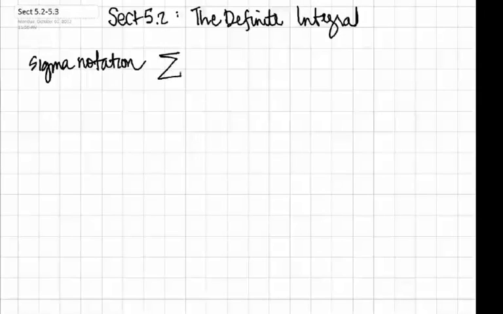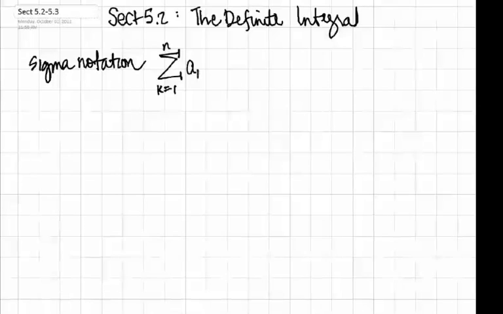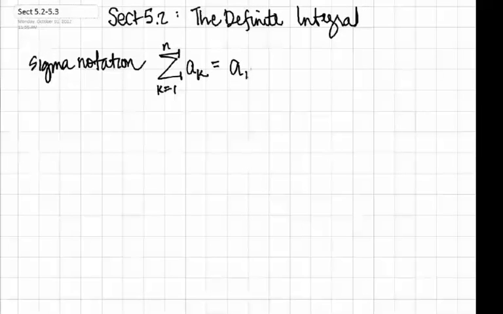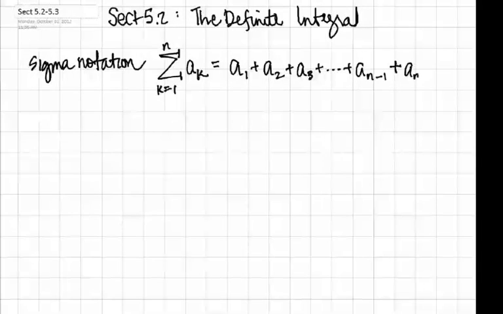Where we use this symbol for sum, and we usually have some lower limit at the bottom, some upper limit up at the top. And if I were to say it's the sum of a sub k from k equals 1 to n, that would mean that I have a sub 1 plus a sub 2 plus a sub 3 all the way to a sub n minus 1 plus a sub n. I would have n terms.